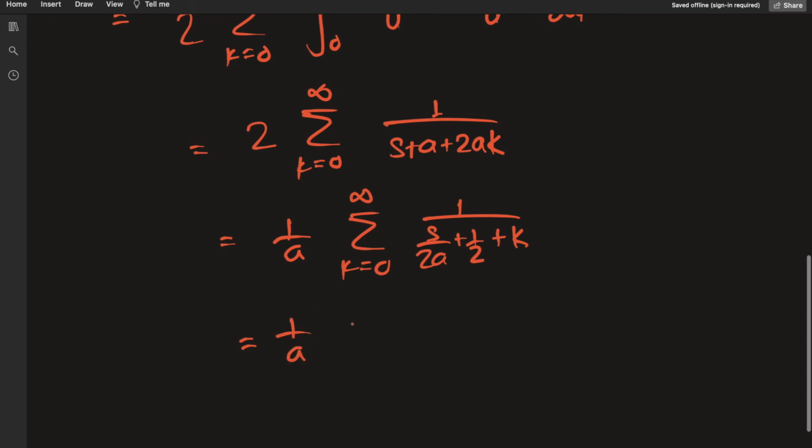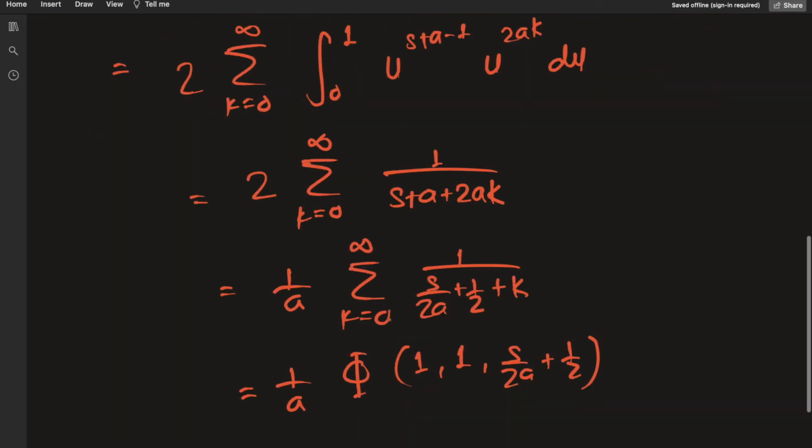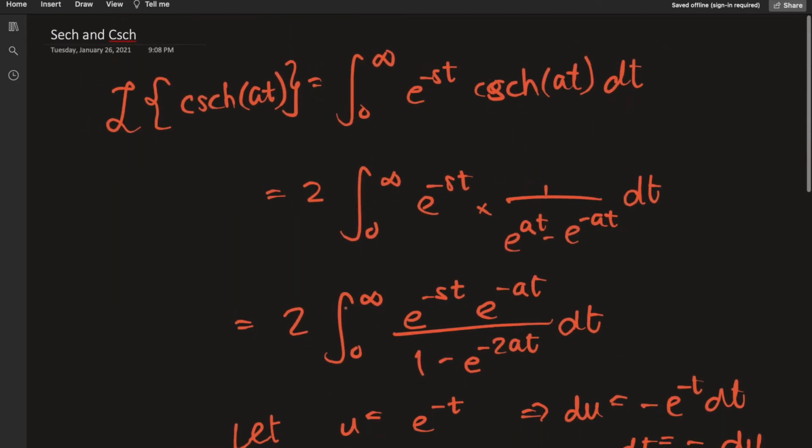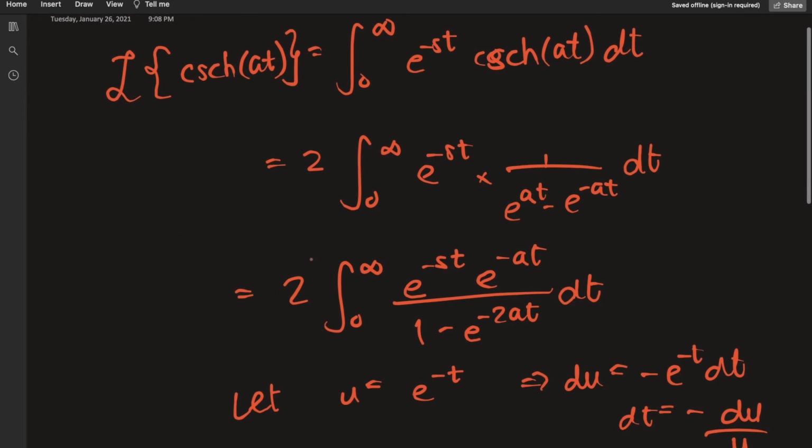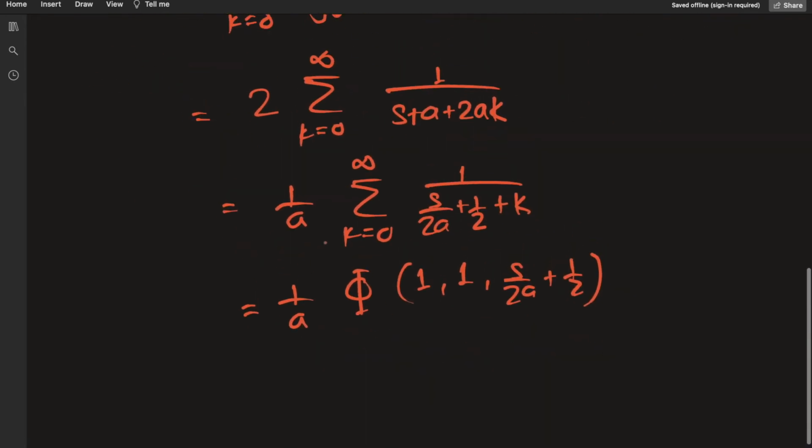So 1 over a times phi of 1, because there is no alternating part, so no -1, 1 because the power in the denominator was 1, and s over 2a plus 1/2 because that's the term added with the summing index k. And there we have it, the Laplace transform of the hyperbolic cosecant of at. Now moving on to the hyperbolic tangents and hyperbolic cotangents. See you on a fresh page.